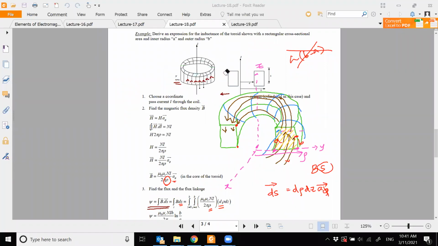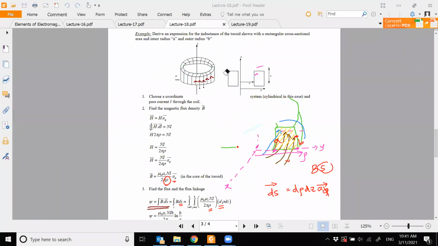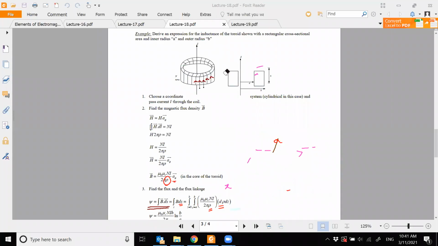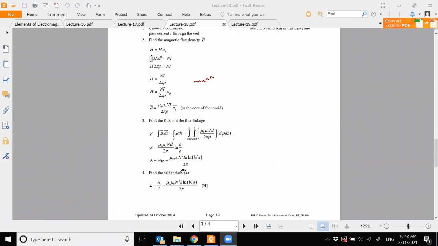And once you know psi, then you can find the flux linkage. And from the flux linkage, you can find the self-inductance. This is the flux linkage, and then you can find the self-inductance. Okay, any questions here?